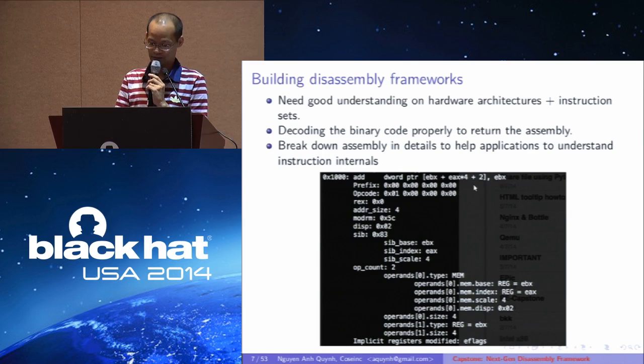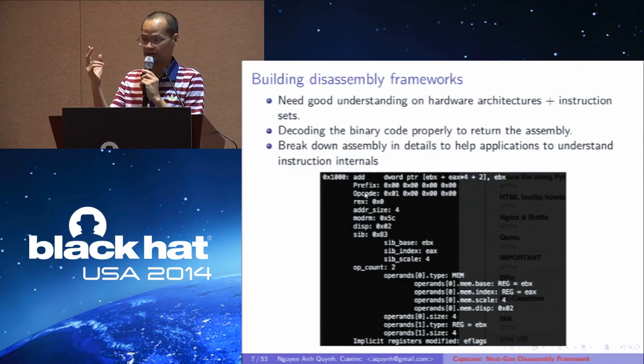But the good one should also return many other details. First of all, it gives back the prefix of this x86 instruction, the opcode, REX, the address size, ModRM, displacement, SIB in some cases, in this case. And the engine should tell me that this instruction has 2 operands. The first one is here, the pointer to memory. The second one is the register, right?